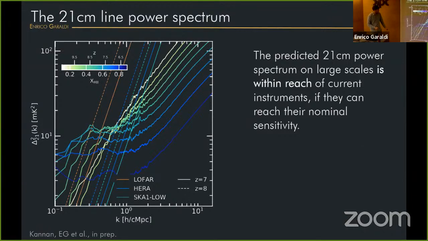This is a prediction, although we don't have the observational counterpart yet. This is the 21 centimeter power spectrum from the Thesan simulation at different redshifts. And these are the sensitivity limits of LOFAR, HERA, and SKA, either at redshift 7, solid lines, or 8, dashed lines. So we should be able to see the low k values eventually, but of course there is a huge problem of foregrounds with the 21 centimeter.